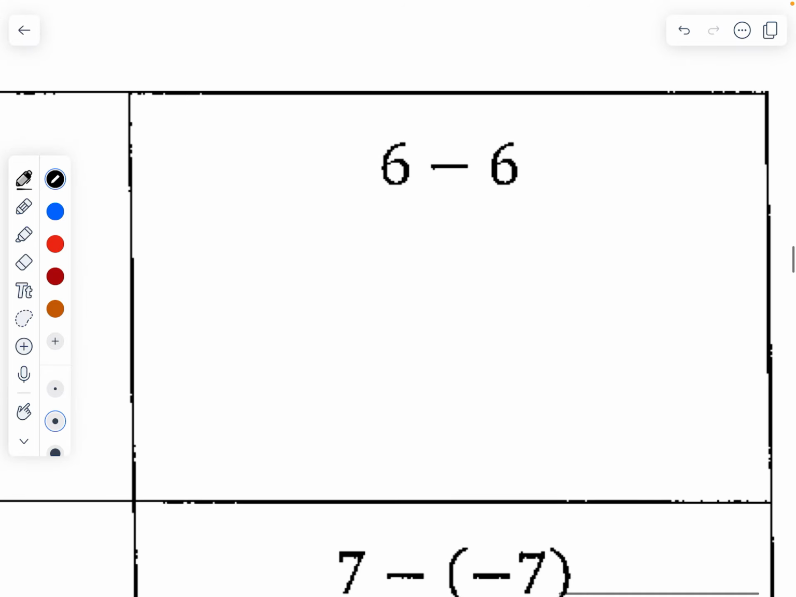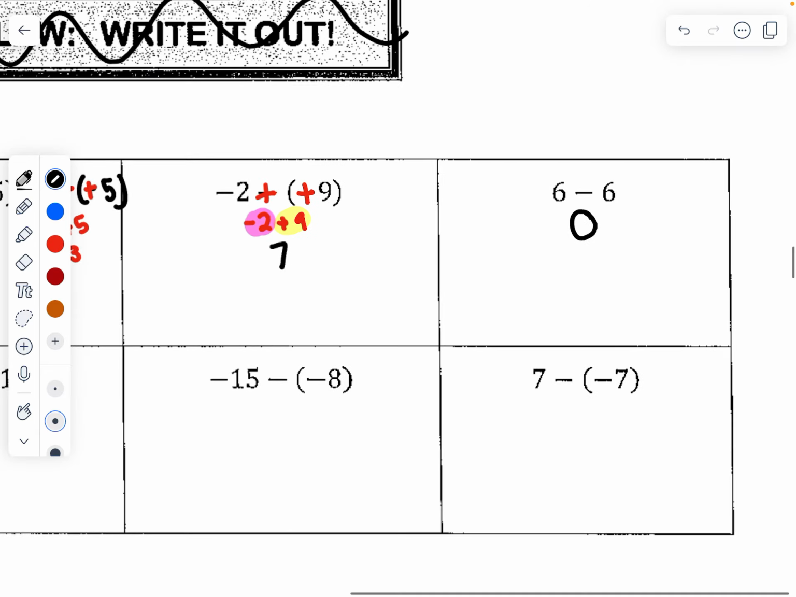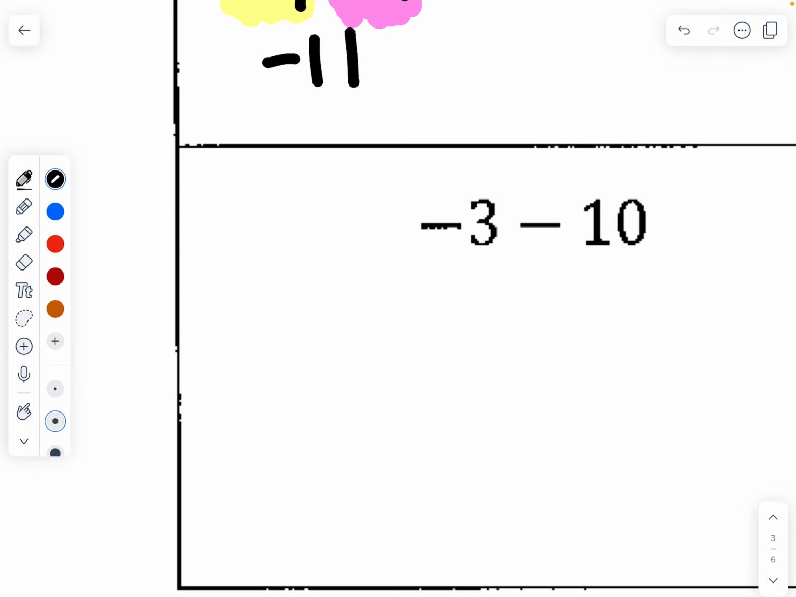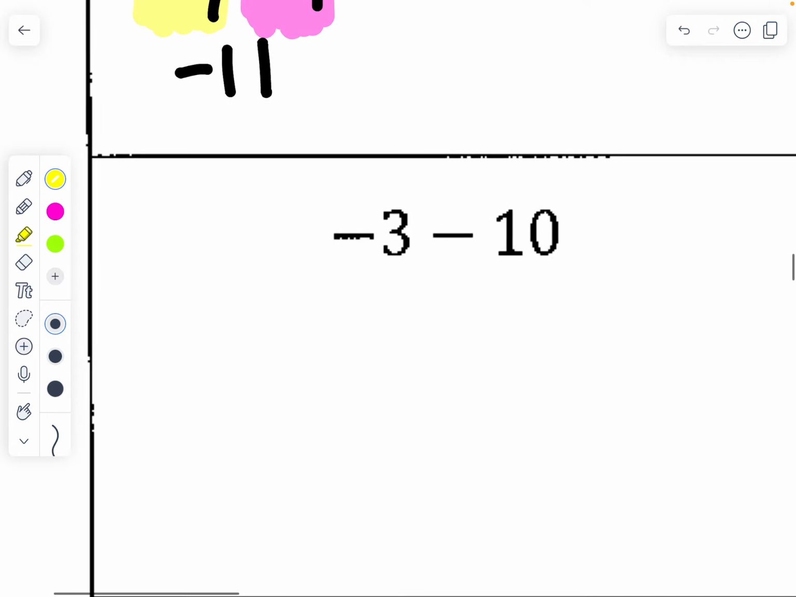Hopefully this next one did not require any thinking. It's 0. 6 minus 6. Come on. 0. This next one, I'm going to start doing it the way that I prefer. If you would like to do keep, add, opposite, you can absolutely do it, but I'm going to start doing it just the one way.